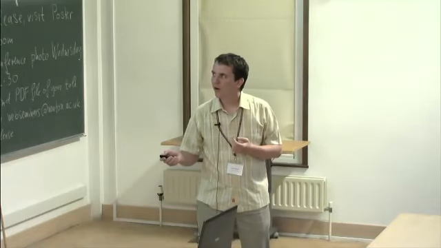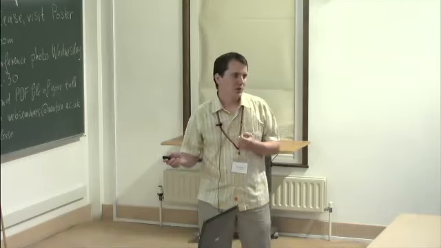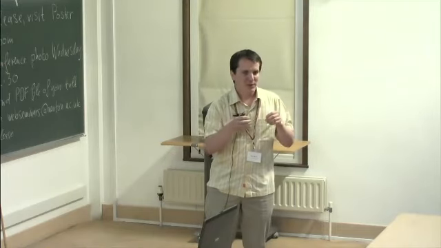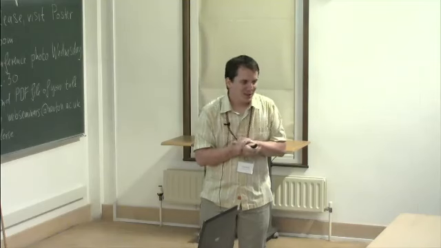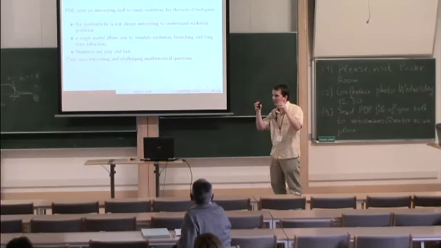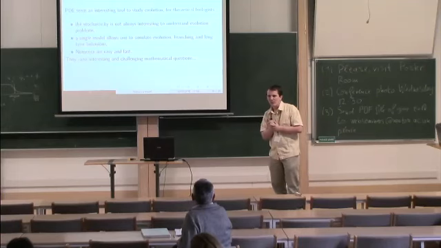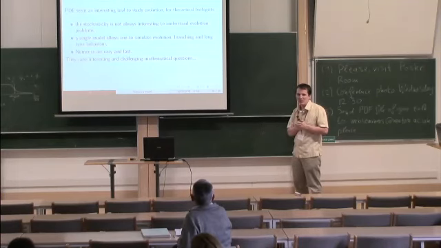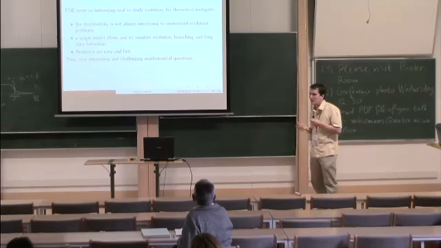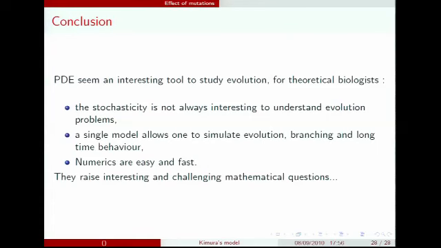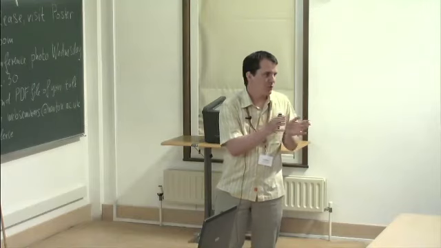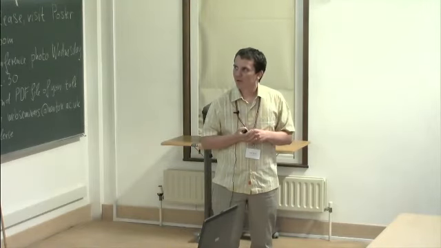And finally, numerics are very fast, because what biologists usually do is what they call individual-based simulation. That is, they consider a population of n individuals and just let those evolve. But it takes really a long time to obtain something. So here it's much faster. Okay, and there are many interesting mathematical questions, because there's a community which is very theoretical, and well, it's interesting.